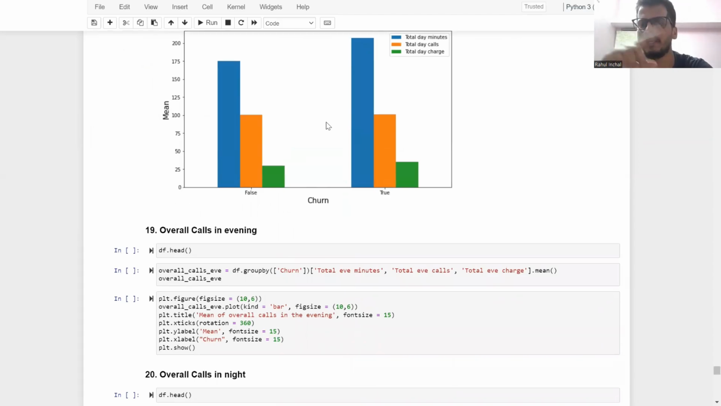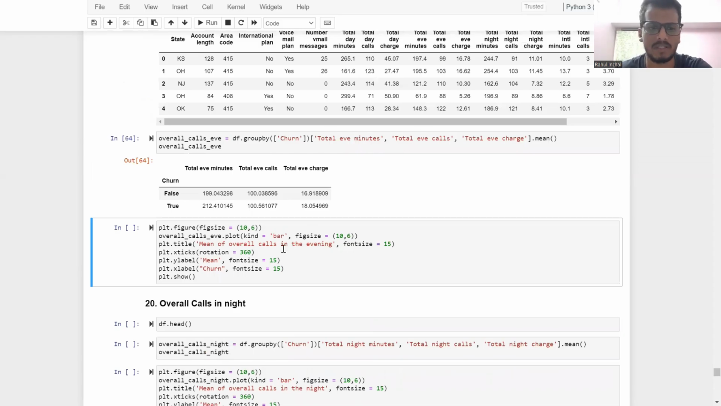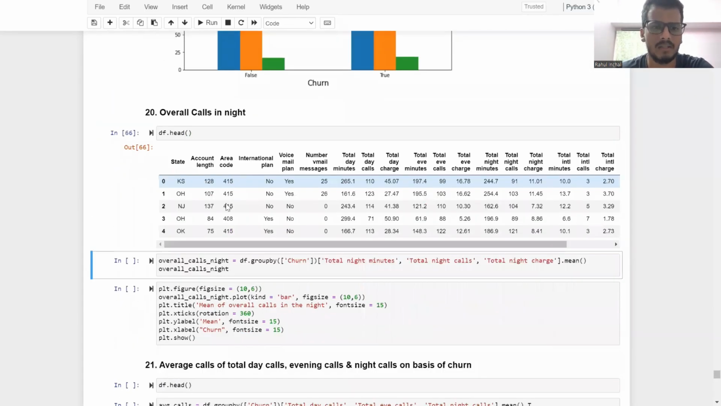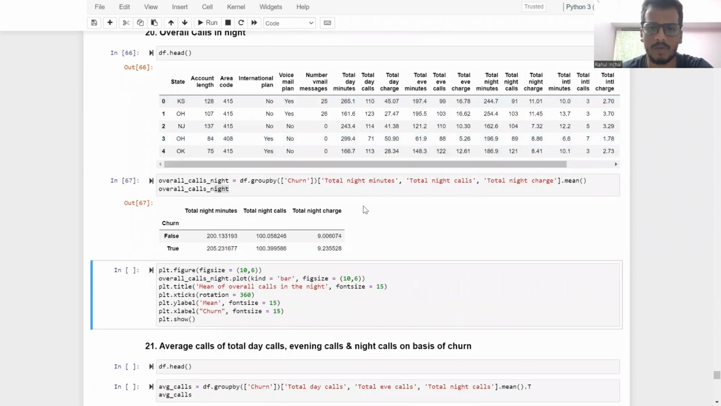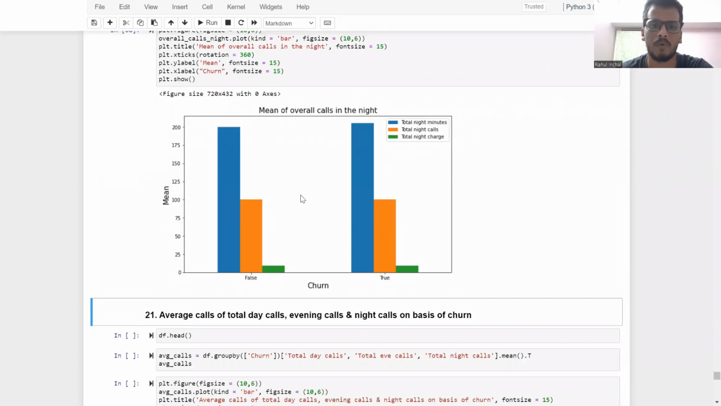Remember I just annotated it in the previous graph. So in the data set, when I was explaining the data columns, at that time, overall calls in the evening. So again we have grouped it by evening minutes, and this is the graph. Okay, and overall calls at night, I have again grouped it with night minutes, night calls, and night charges, and this is the graph for that. Okay, which we can see clearly.